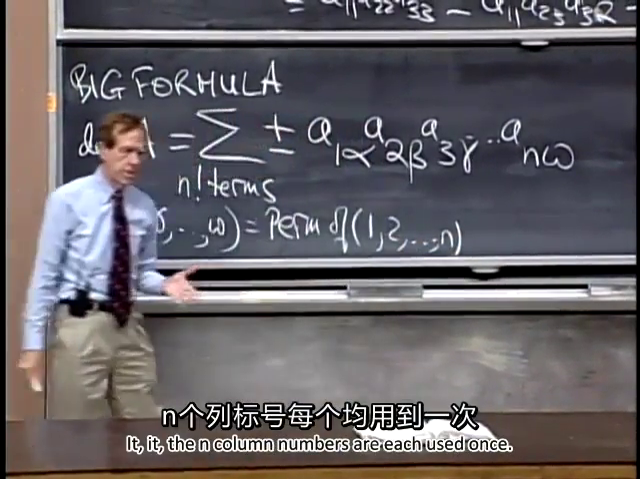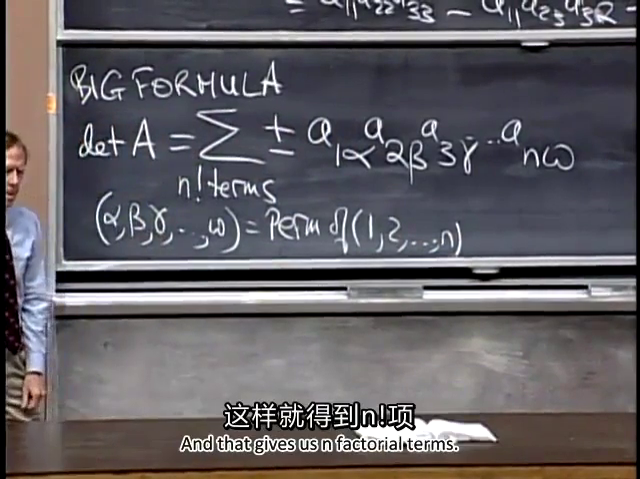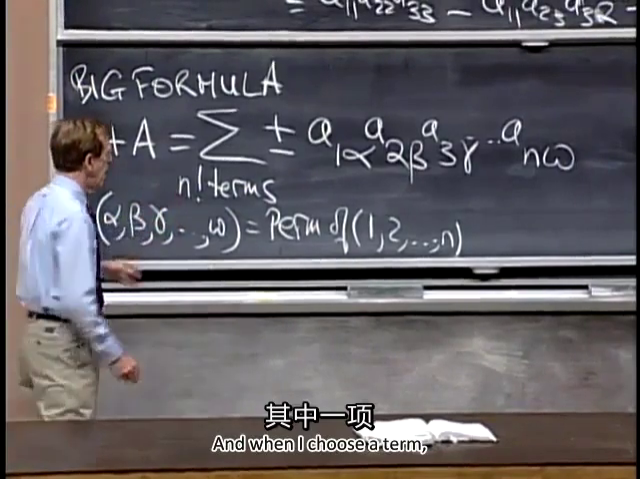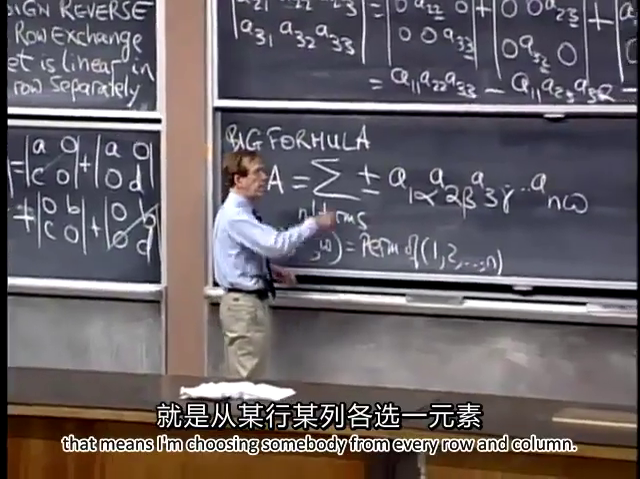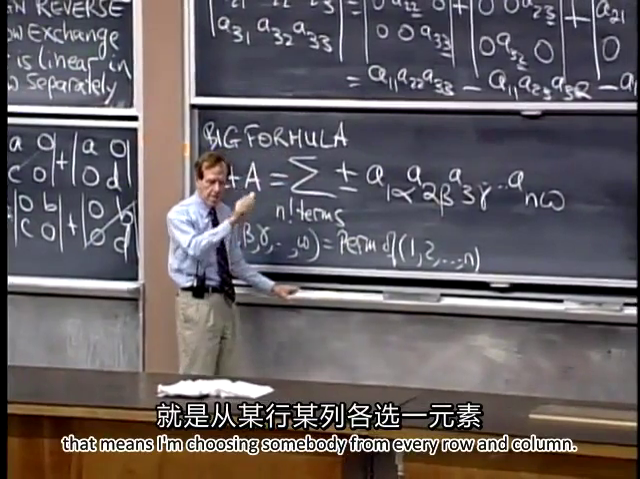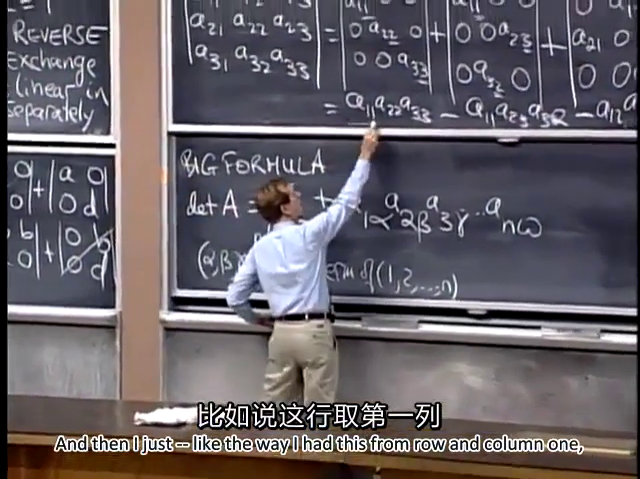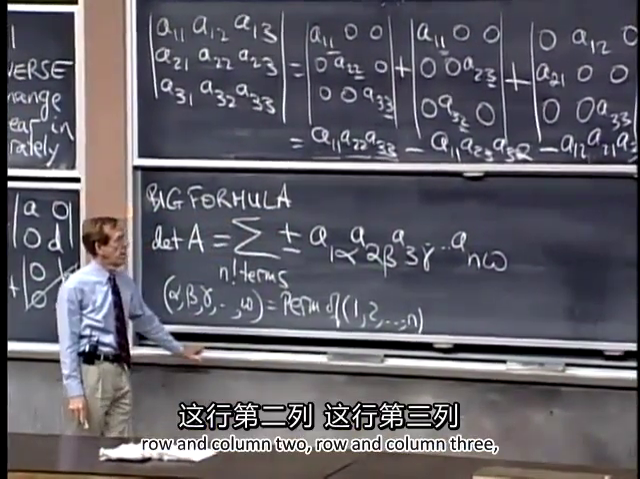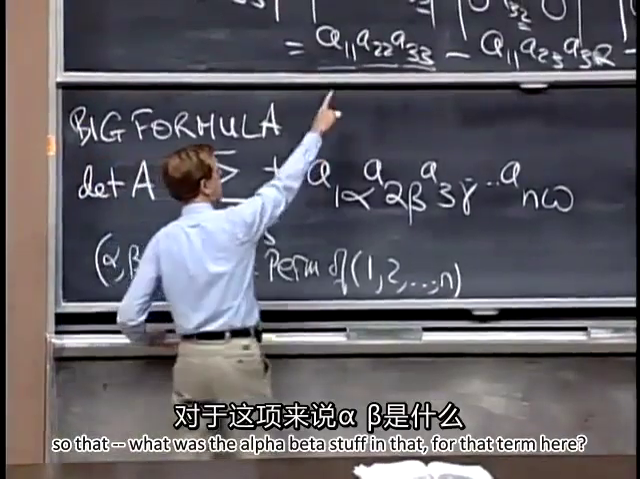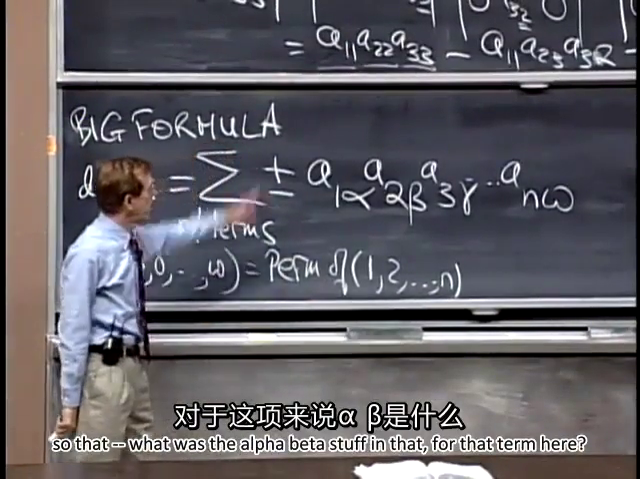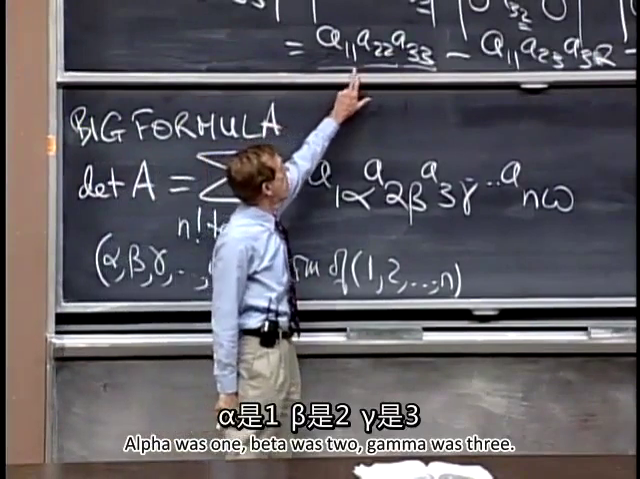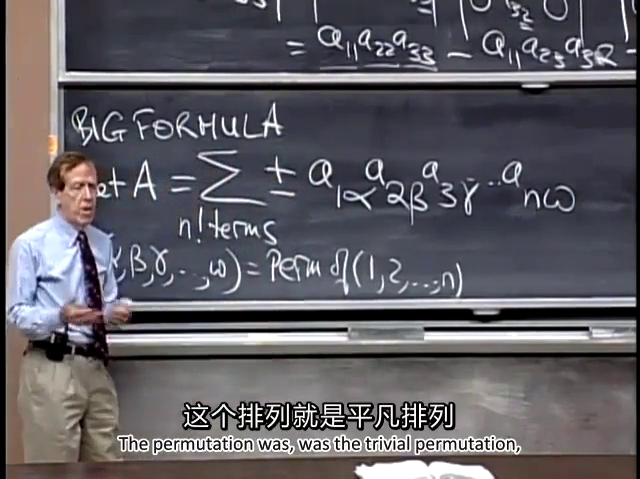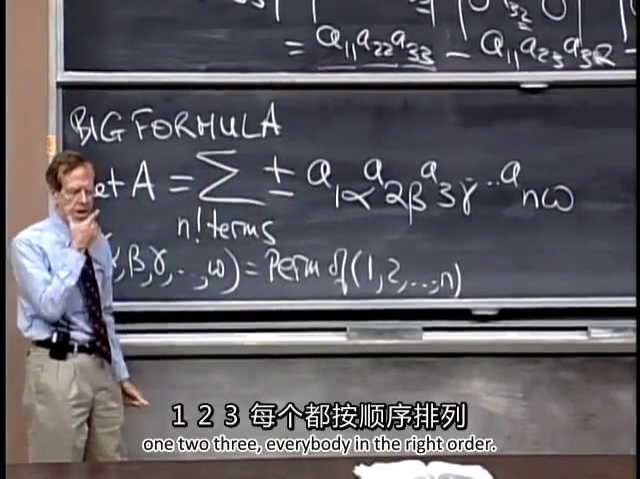The n column numbers are each used once. And that gives us n factorial terms, and when I choose a term, that means I'm choosing somebody from every row and column, the way I had this from row and column 1, row and column 2, row and column 3. So what was the alpha, beta stuff for that term here? Alpha was 1, beta was 2, gamma was 3. The permutation was the trivial permutation, 1, 2, 3, everybody in the right order.